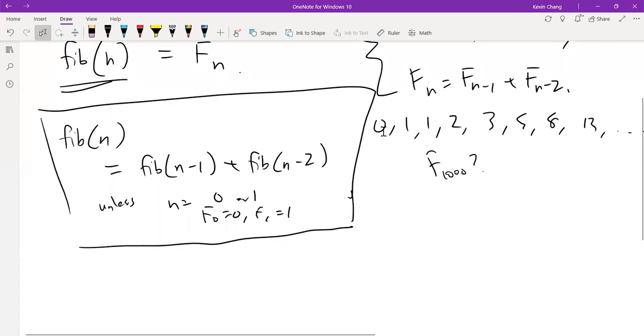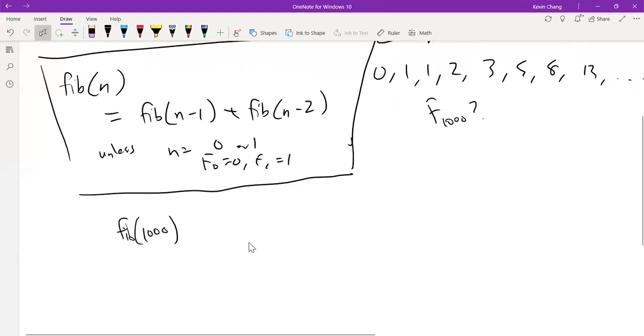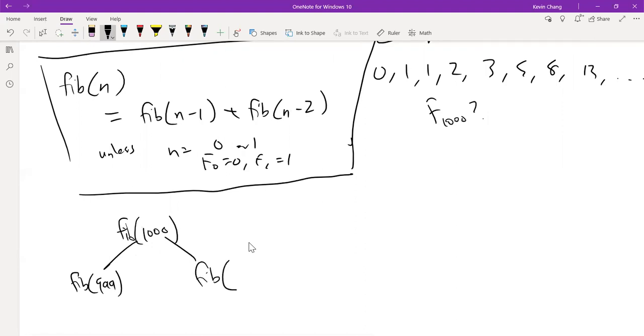Now, however, when you do this, there is a problem that arises. Let's say that I wanted to find what f of 1000 was. We'd simply tell the computer, hey, computer, calculate fib of 1000. And the computer would start doing this method. It would say, okay, to calculate fib 1000, I will need to calculate fib of 1000 minus 1. So that's fib of 999, and then fib of 998.